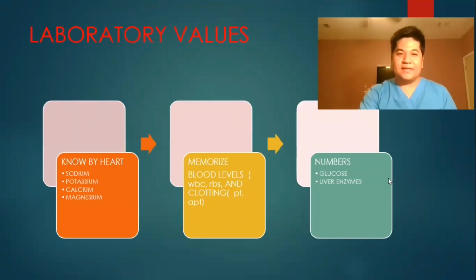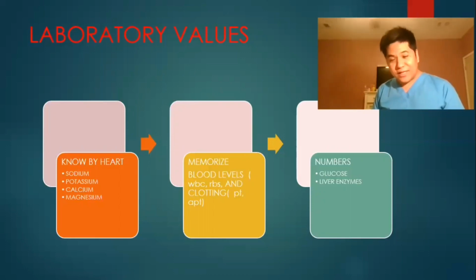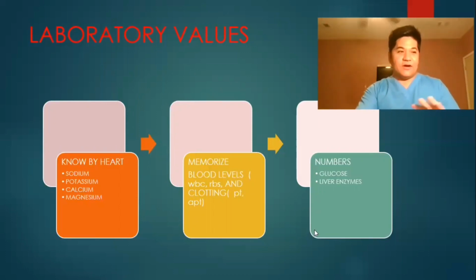Okay, the first topic is the laboratory values. You should know it by heart, specifically the sodium, potassium, calcium, magnesium levels, and also memorize the blood levels, which include the WBC, RBC, platelets, PT, and APTT. Try to remember all those values and how they correlate to each other in the topics. Of course, for the numbers, you have to look at your glucose level. It's important, as well as the liver enzymes. So if you have your notes on the normal values, just check on that.